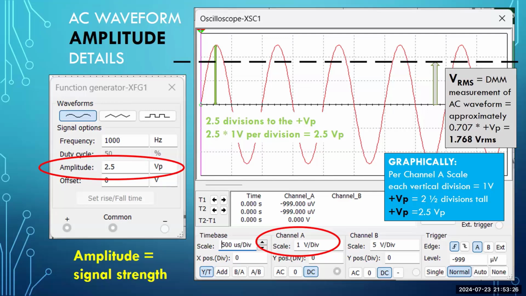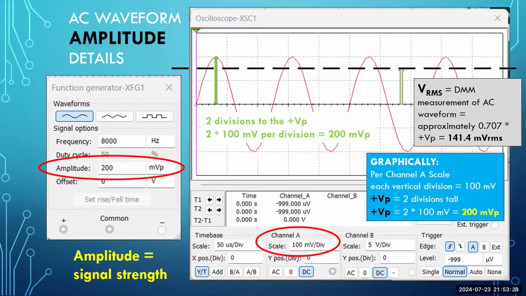Now let's take a look at another example. Can't have enough examples. Here we go. Amplitude. I have a different amplitude now. According to my function generator, I have a different frequency, 8 kilohertz or 8,000 hertz. And my function generator says I've got 200 millivolt peak. So it's a little tiny pipsqueak signal.